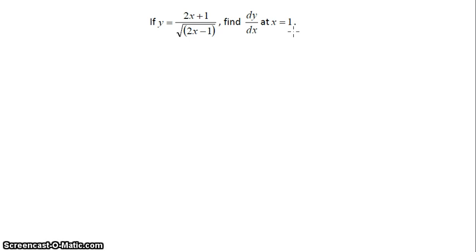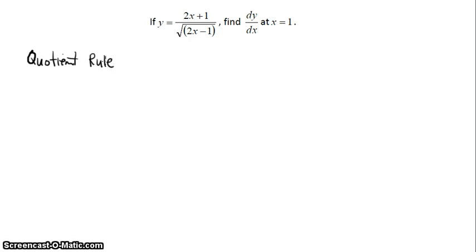But how do we differentiate the given function y equals 2x plus 1 over the square root of 2x minus 1? As you can see, this is a quotient of two expressions. And we know in differentiation that there is a quotient rule. That's the rule that you can simply apply for the quotient of two expressions. But how is the quotient rule being applied? So let's start with the rule, the quotient rule.